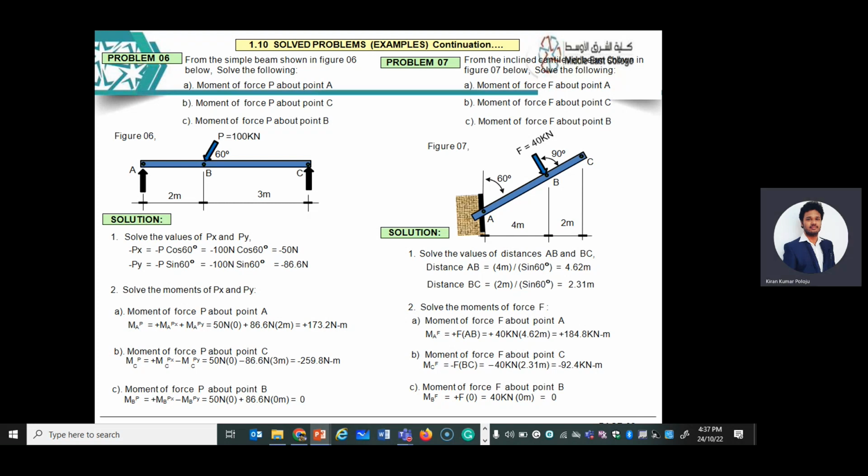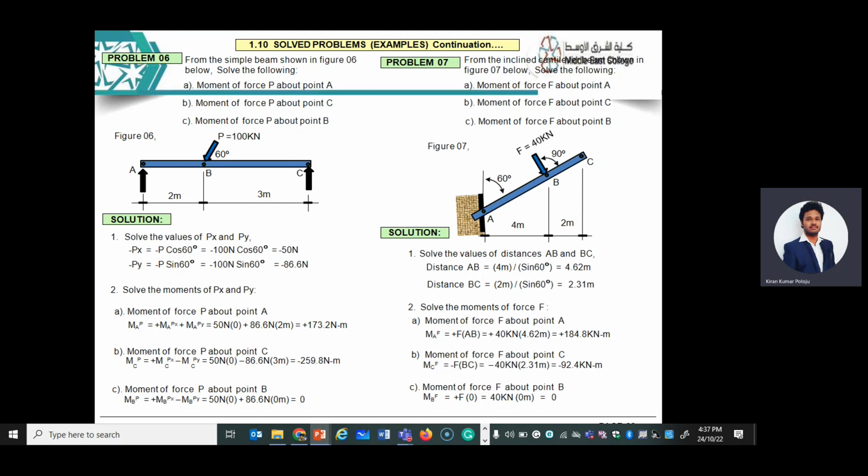What is the load here? In the y direction, how much? 86. But how much distance it is? 2 meters. So, as I have told you, load into distance. You have to remember this formula, load into distance. What is the load? Y direction, 86.6. Multiply with, what is the distance? 2.